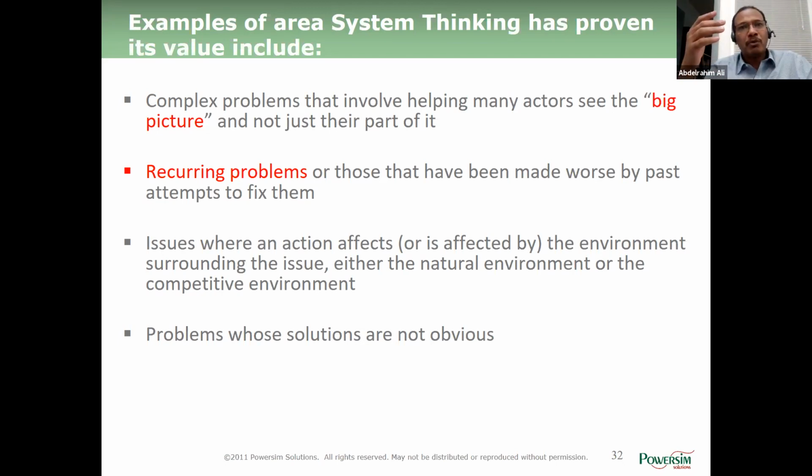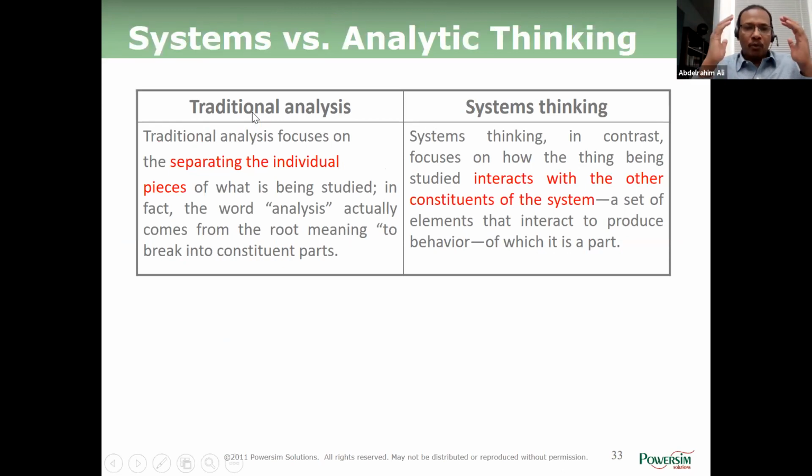It is not for complicated systems, because those are still simple, but it's for complex adaptive systems. Here is a comparison between the way that we traditionally think and systems thinking. The traditional analysis focuses on the separation of the individual pieces of what is being studied. In fact, analysis comes from a root meaning to break into constituent parts. So when we talk about analysis, you take the parts from each other, then you break the connectivity of it, and you study each one of them alone.